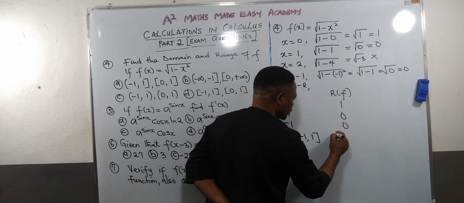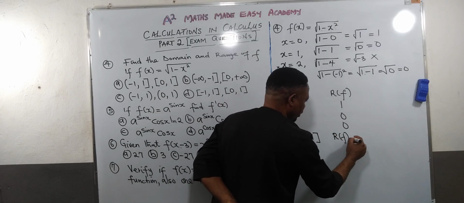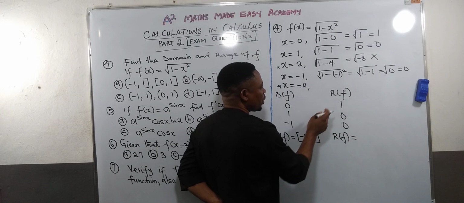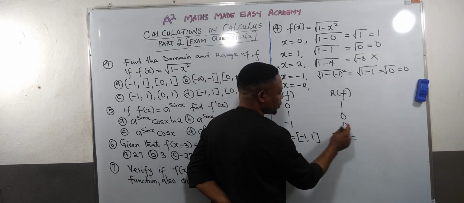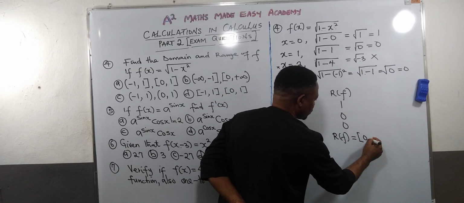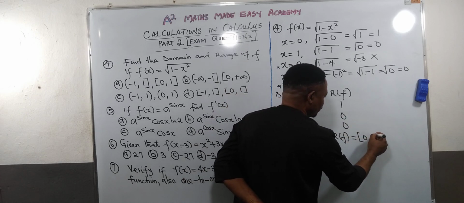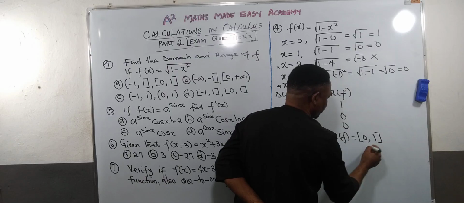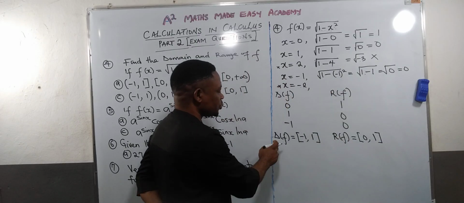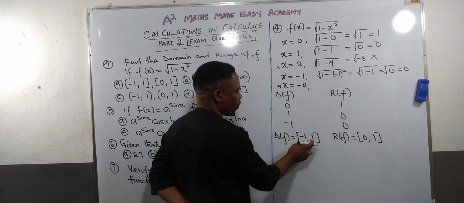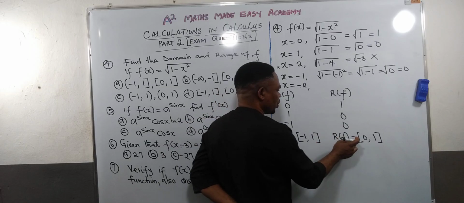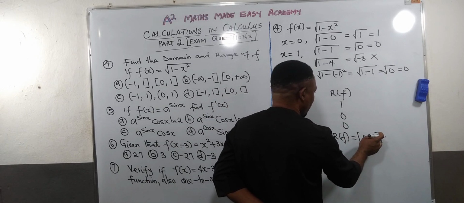Then we move to the range of f. What is the least value of the range? It is 0. I'll use a block bracket and introduce 0. Then what's the maximum value of the range? It is 1. I'll introduce 1, then use a block bracket. Now this is the final answer. The domain is block minus 1, comma 1 block, and the range is block 0, comma 1 block.